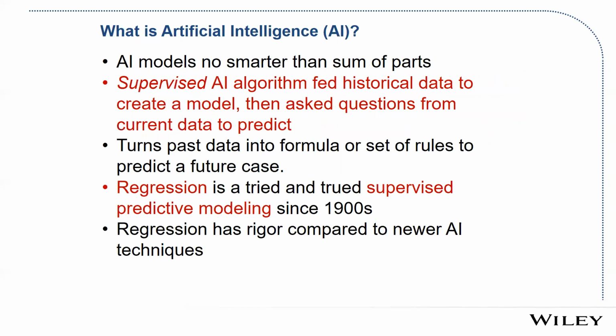As we said, the supervised artificial intelligence algorithm, we're going to feed it historical data. That's going to create our model. And then from there, we're going to feed it a new set of test data. So we're going to take this past data into the rules that we use. Regression has been around a long time, since the 1900s. Even though it's old, it's pretty tried and true, so lots of rigor compared to the newer AI techniques. But as we saw with the network graph, even though that's only maybe 5 to 10 years old, it's actually pretty cool stuff.